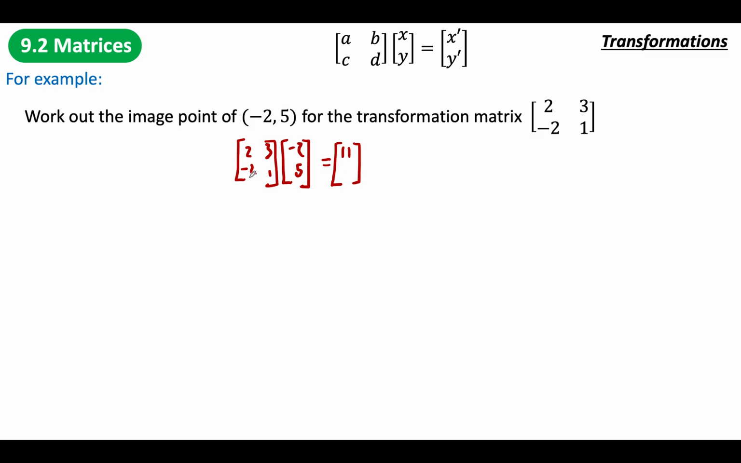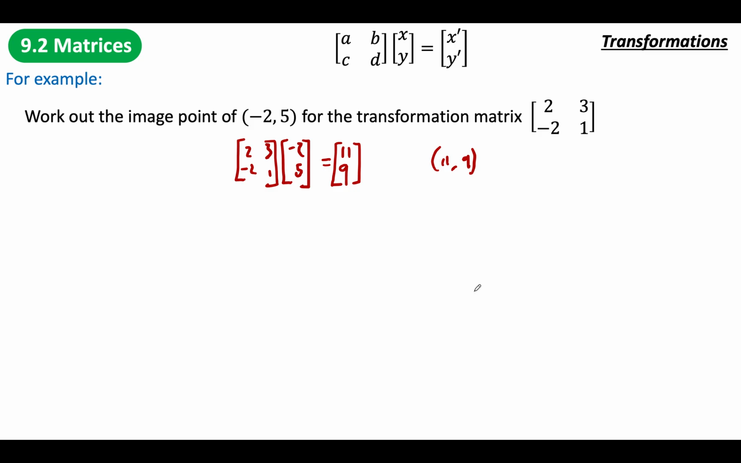And negative 2 times negative 2 is positive 4. 5 times 1 is 5. Put those together, and we get 9. So the image point will be 11, 9.